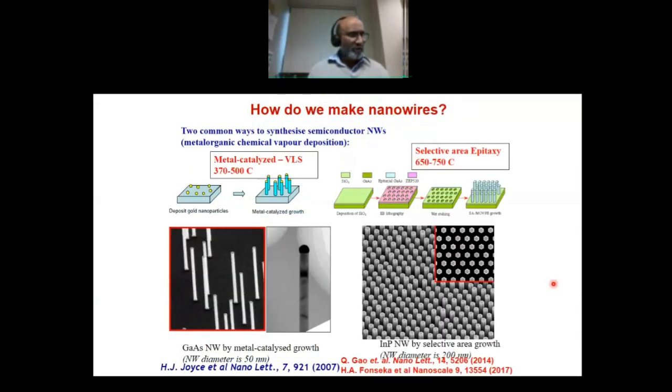If the nanowires are so much of importance, how do you make these ones? So really, there are two main techniques which we use. One is called a VLS growth process using some metal catalysts. Another technique is called selective epitaxy.